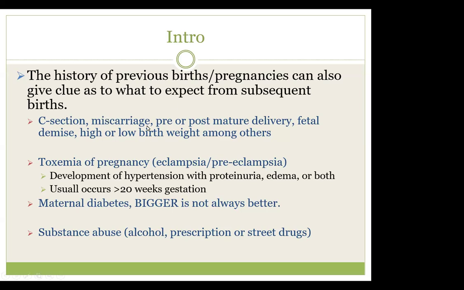Next, a history of miscarriage, so we're going to define that. Okay, a miscarriage is any fetal loss less than 20 weeks gestation. If you're between 20 and 22 weeks, it's called spontaneous abortion. And if you are more than 22 weeks, it is considered a fetal demise. Those are just clinical terms.